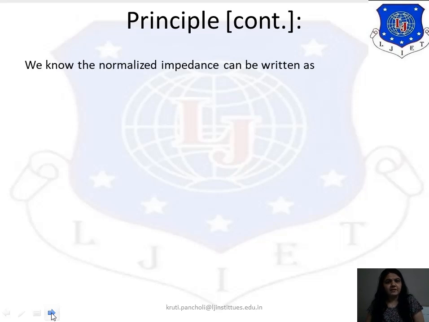We know that the normalized impedance can be written as follows. Whenever we are plotting the impedance onto the Smith chart, we are not plotting the impedance value directly as given to us, but we need to normalize that value of the impedance. My impedance value is Z, and Z0 is the characteristic impedance, and Z bar is my normalized impedance.